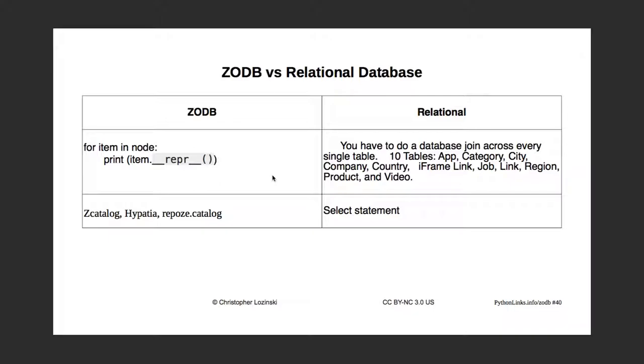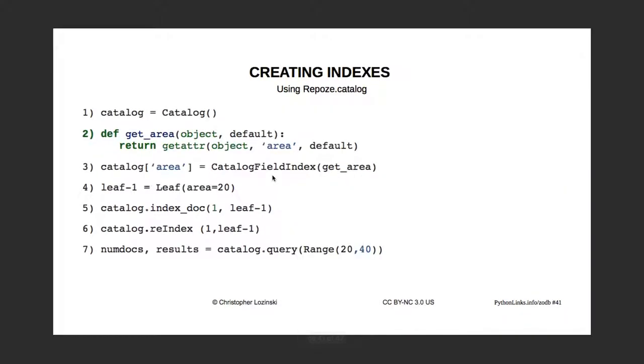On the other hand, what's really easy in a relational database is if you want to find all the leaves with a particular area, it's really easy to do that with an index. Whereas in the ZODB, you have to manually create those indexes. So how do we do that? Well, basically, we need to create a catalog. So catalog equals Catalog. And then we need to define some functions for accessing the area. So here we have a get_area method. You pass it an object and a default value, and it returns the area.